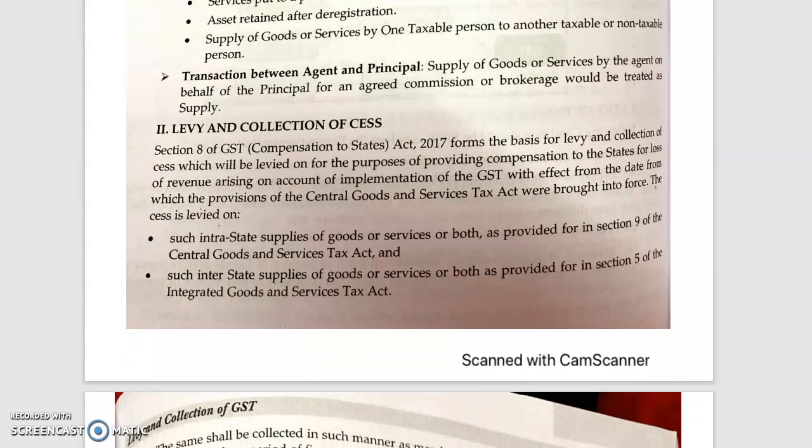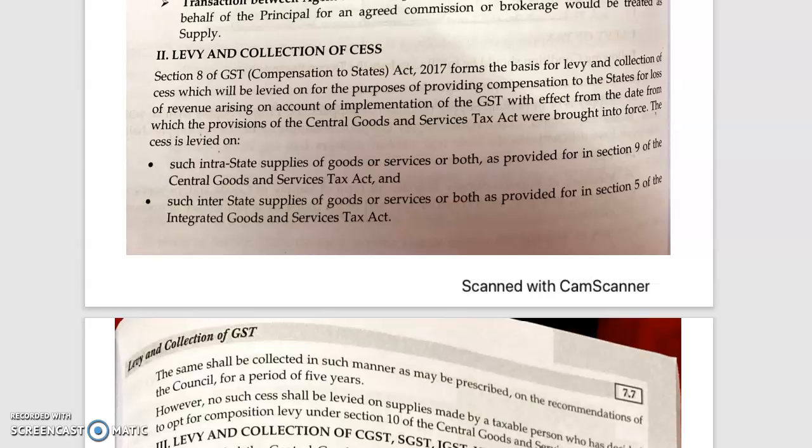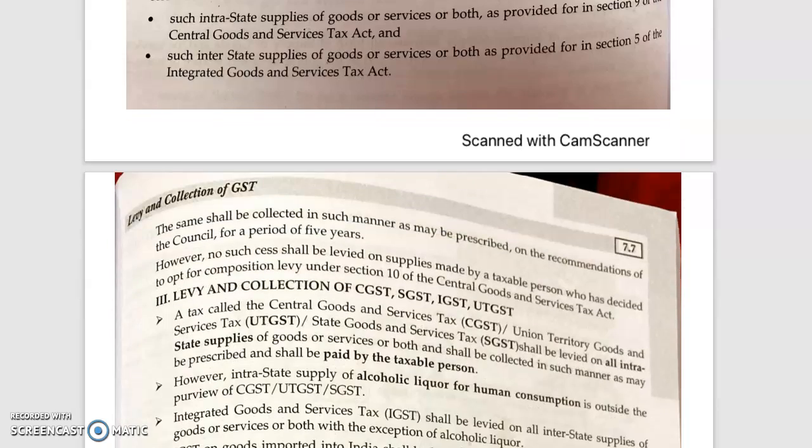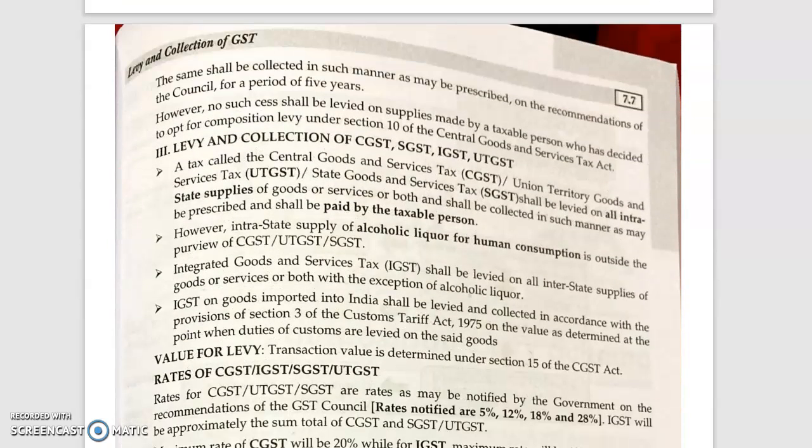So the next is levy and collection of cess. Section 8 of GST Act 2017 forms the basis for levy and collection of cess, which will be levied for the purpose of providing compensation to the states for the loss of revenue arising on account of implementation of the GST. And from when will it be applied? It will be applied from the date from which the provision of CGST were brought into force. So the cess is levied on such intrastate supply of goods or services and such interstate supply of goods or services which are covered under the IGST Act. The same shall be collected in such a manner as may be prescribed or on the recommendation of the Council.